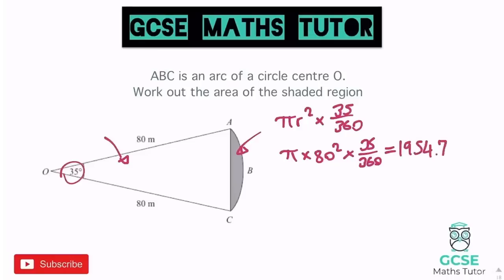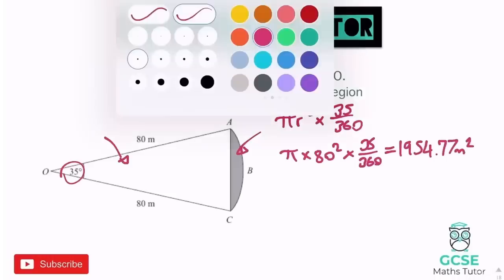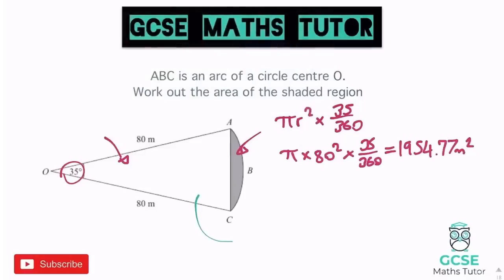1954.77, rounded to two decimal places. Obviously just be careful what the question says again, and that's metres squared. Then we can work out the area of the triangle, and obviously not forgetting, just because it's not a triangle on its own, we can still use our half AB sine C. So we can use half AB sine C to get this one.